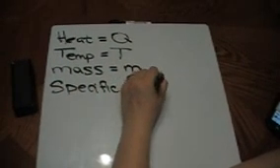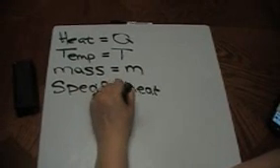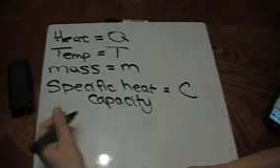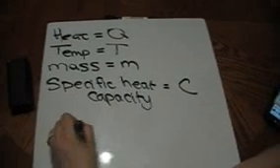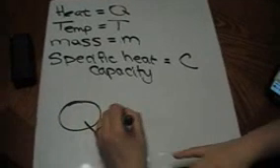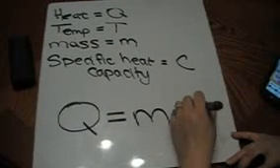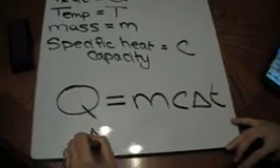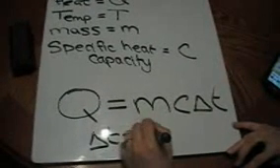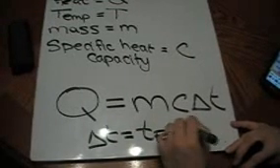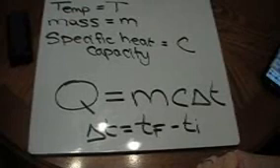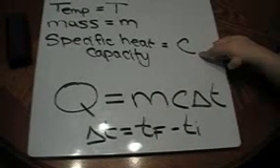And the difference is what we call specific heat capacity, and that symbol is C. Now, if you put all these together, you get the equation Q equals MC delta T, where delta T equals Tf minus Ti. Before we talk about how to use this equation, we need to talk about what specific heat capacity is.